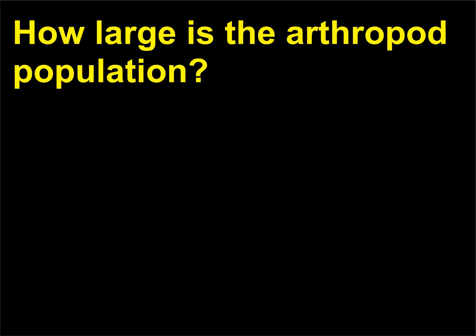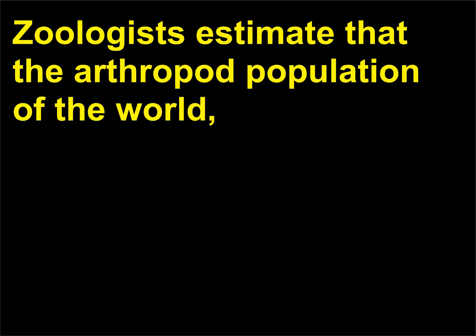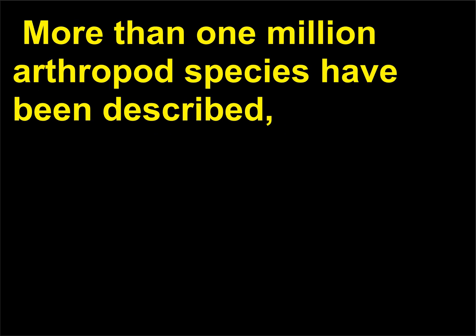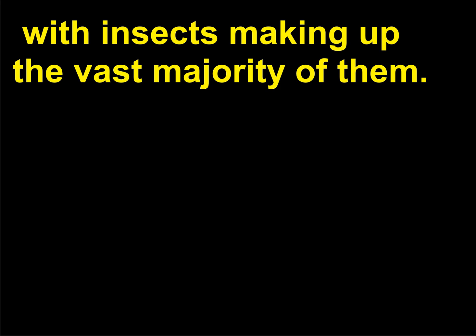How large is the arthropod population? Zoologists estimate that the arthropod population of the world, including crustaceans, spiders, and insects, numbers about a billion billion, 10^18, individuals. More than 1 million arthropod species have been described, with insects making up the vast majority of them.